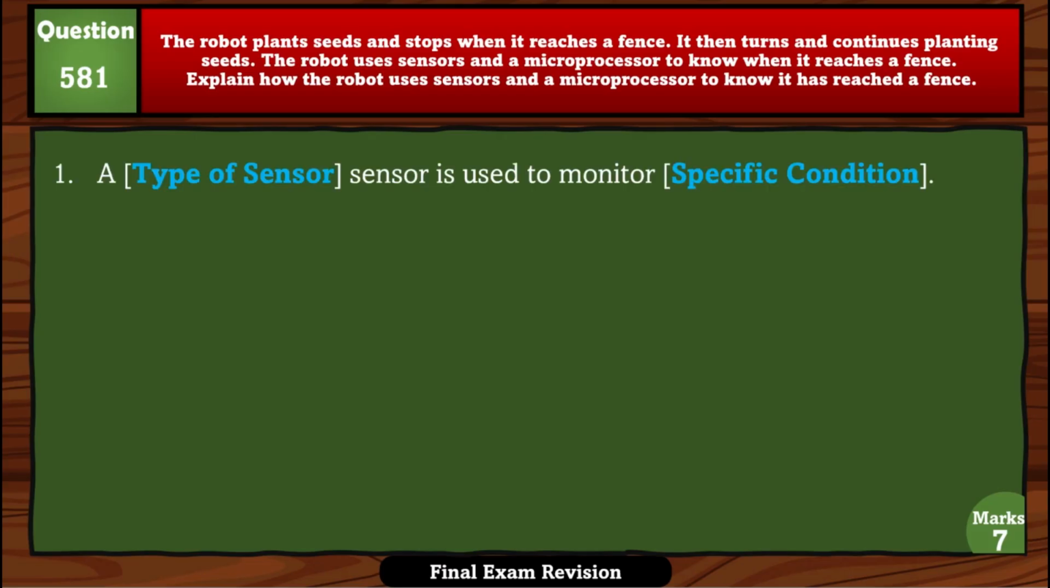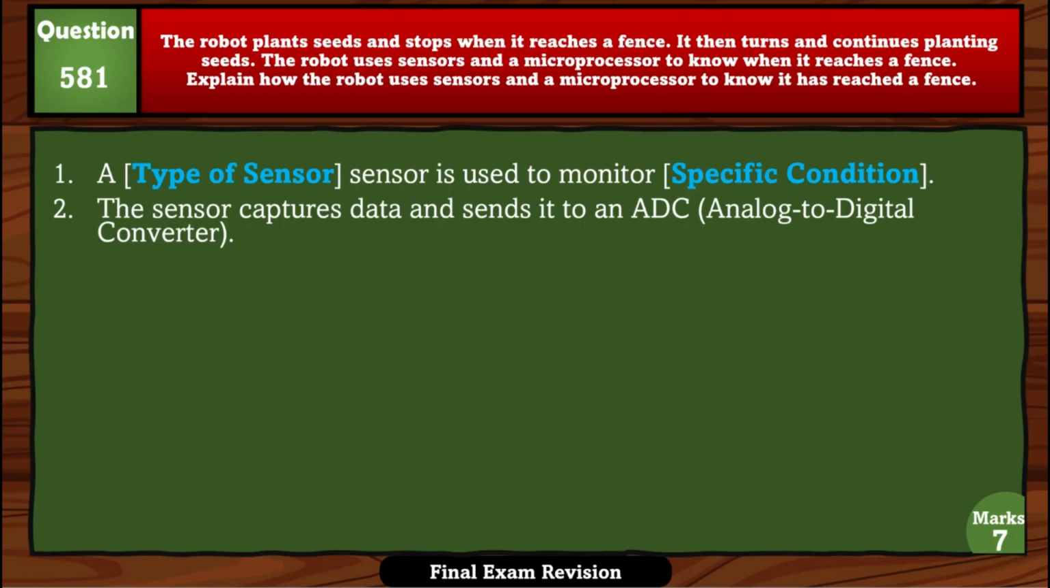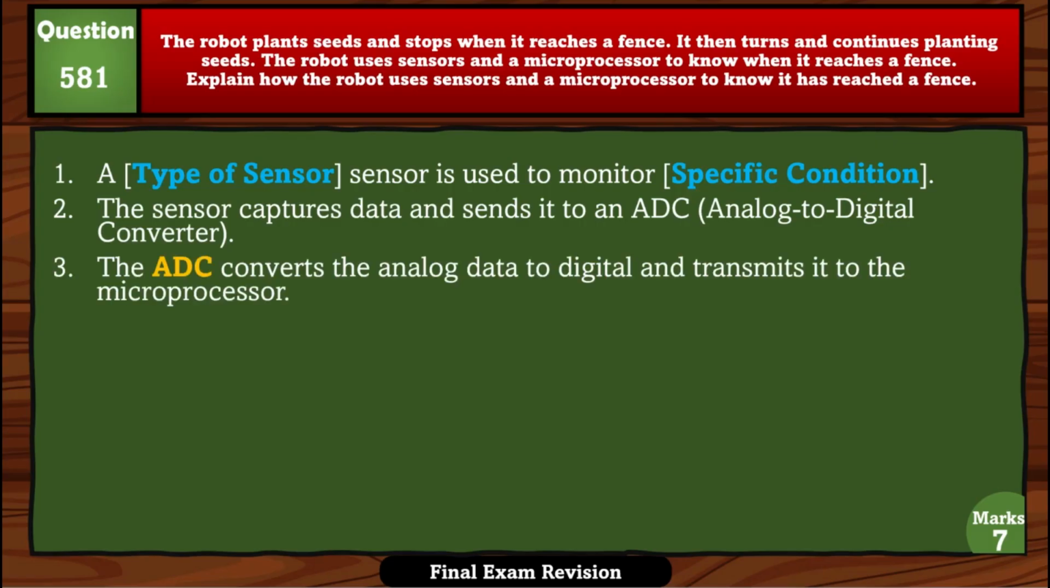A type of sensor is used to monitor a specific condition. So here you need to give the name of the sensor and what condition it needs to monitor. The sensor captures the data and sends it to the ADC, analog to digital converter. The ADC converts the analog data to digital and transmits it to the microprocessor.